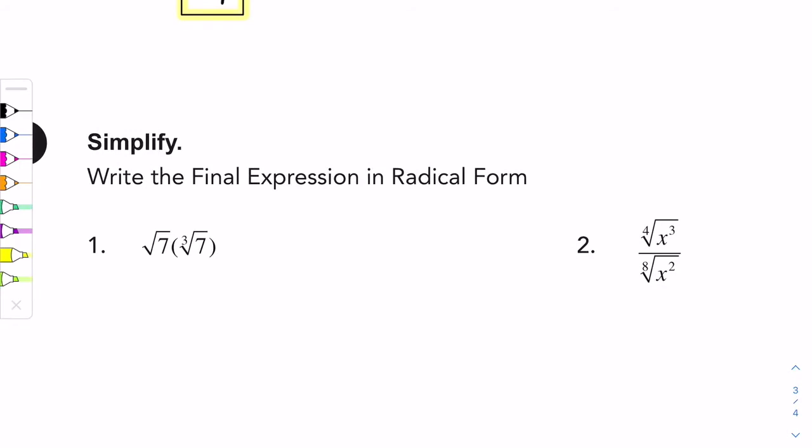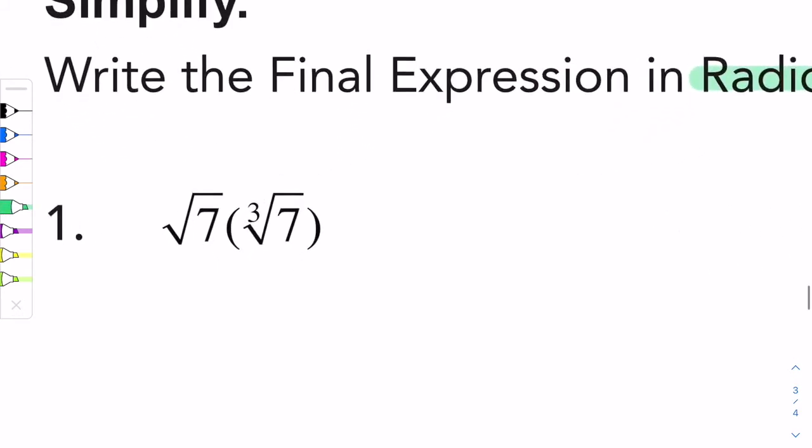Next, the directions just tell us to write the final answer in radical form. So we're simplifying this. You can approach it in any way you want to. However you do that, just make sure your final answer is in radical form because that's what the directions tell us.